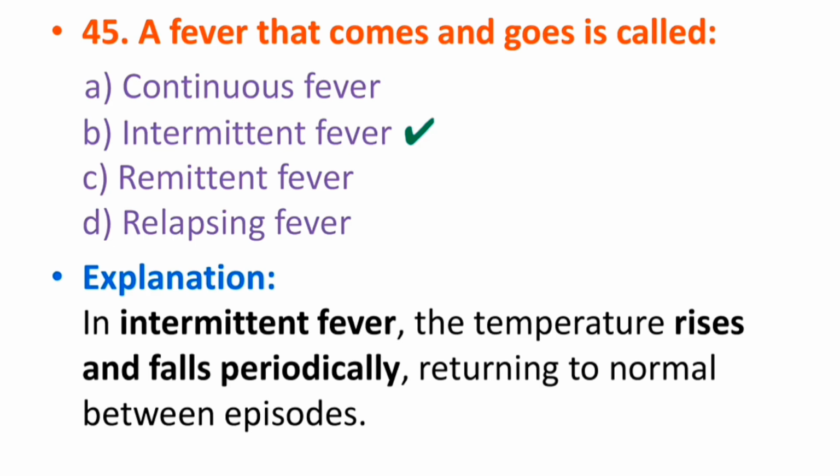A fever that comes and goes is called: option A, continuous fever; option B, intermittent fever; option C, remittent fever; option D, relapsing fever. The correct answer is option B, intermittent fever. In intermittent fever, the temperature rises and falls periodically, and returns to normal between episodes.